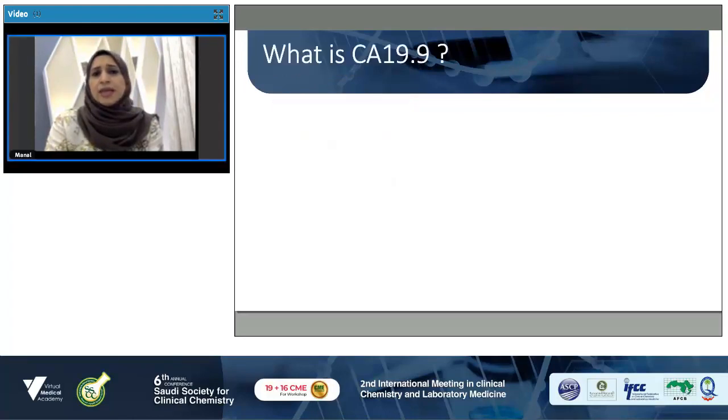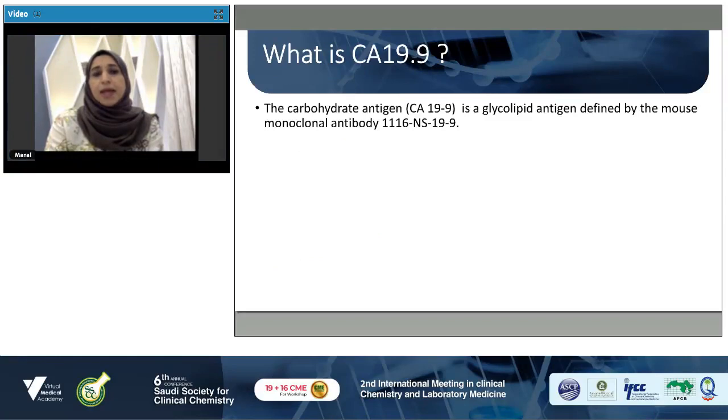So, what is CA19.9? It's a carbohydrate antigen, a glycoprotein antigen defined by the mouse monoclonal antibodies 116-NS-19-9. So from here the name came.